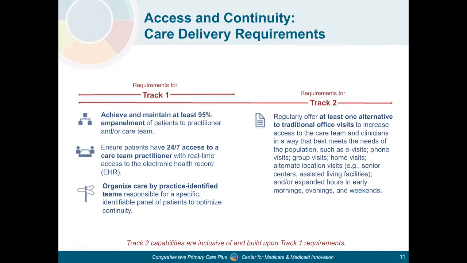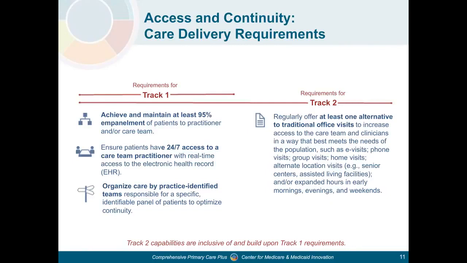Clinical delivery requirements will be updated on an annual basis and build upon themselves as your practice continues to transform through each program year of CPC+. This slide summarizes the Function 1 clinical delivery requirements set for your first year in CPC+. Please note there are requirements that all CPC Plus practices must fulfill, as laid out on the left side of this slide. For Function 1, access and continuity, all practices must achieve and maintain at least 95% empanelment of the patient population to a practitioner and/or care teams.